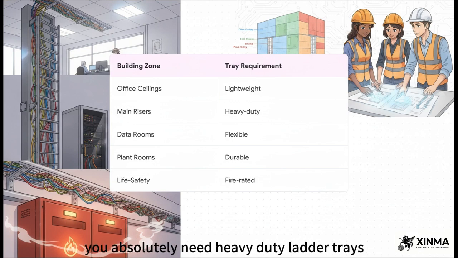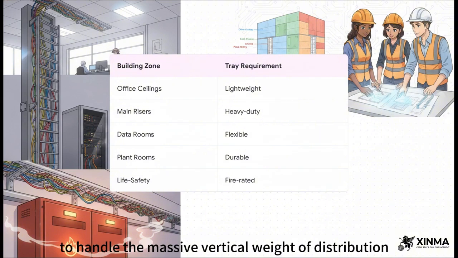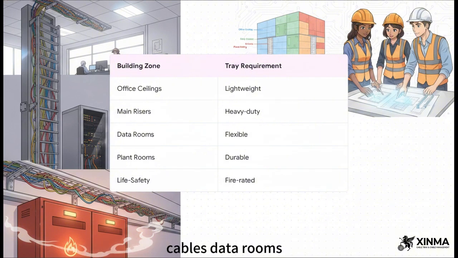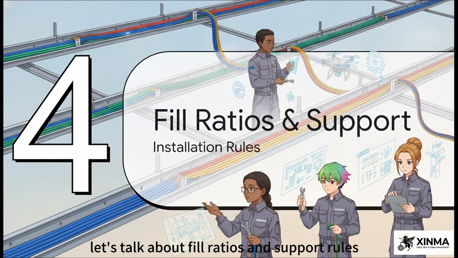Here, you absolutely need heavy-duty ladder trays to handle the massive vertical weight of distribution cables. Data rooms need maximum flexibility for constant network upgrades. And life safety routes demand strict, fire-rated enclosures. You can't just buy one type of tray for the whole building, right? You have to engineer it zone by zone. All right, part 4. Let's talk about fill ratios and support rules.